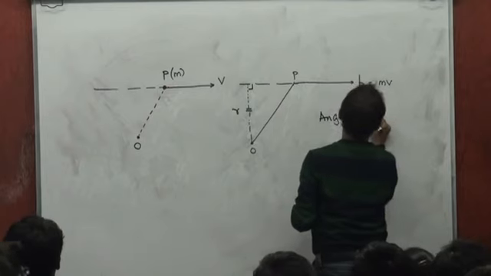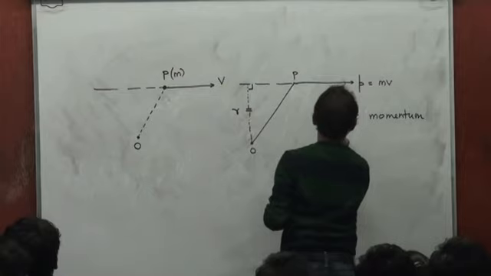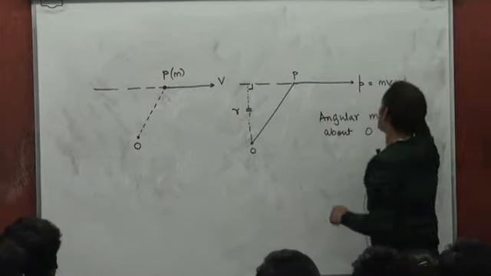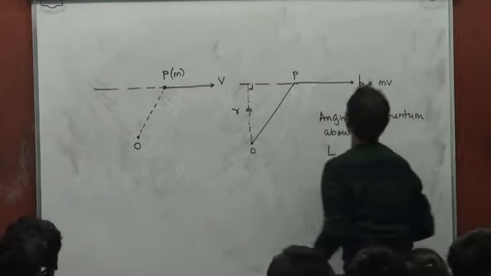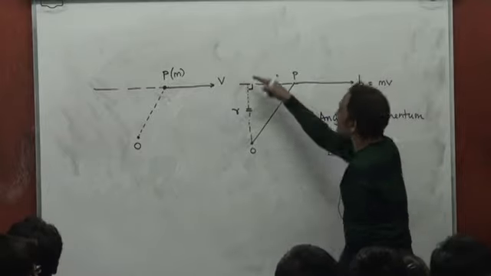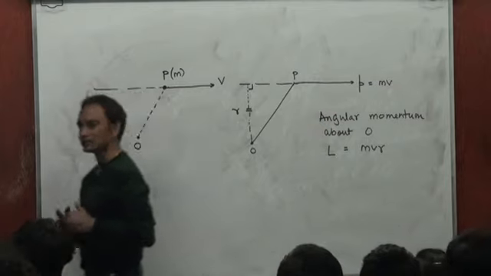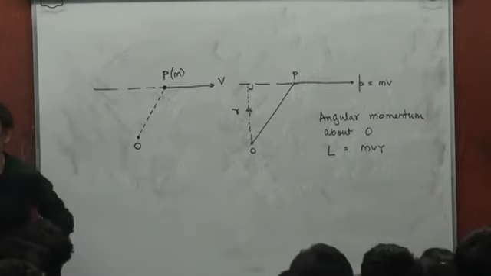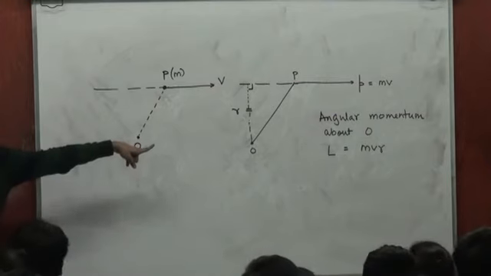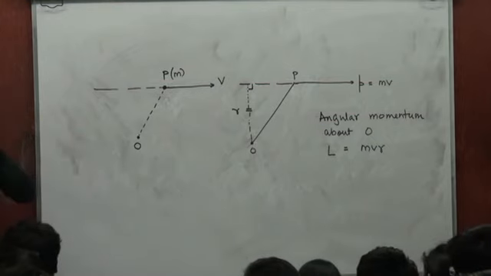Magnitude, angular momentum about O. Linear momentum is m into v. The magnitude of the angular momentum about O is defined then as mv into the perpendicular distance r. That's angular momentum about O. Angular momentum is a vector whose magnitude about O for the particle P shown is mv into r, right?